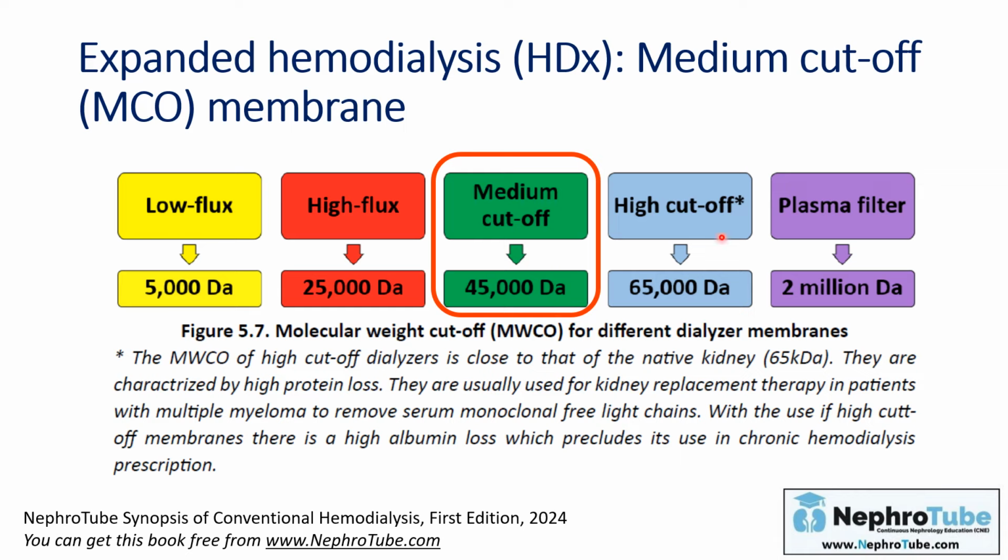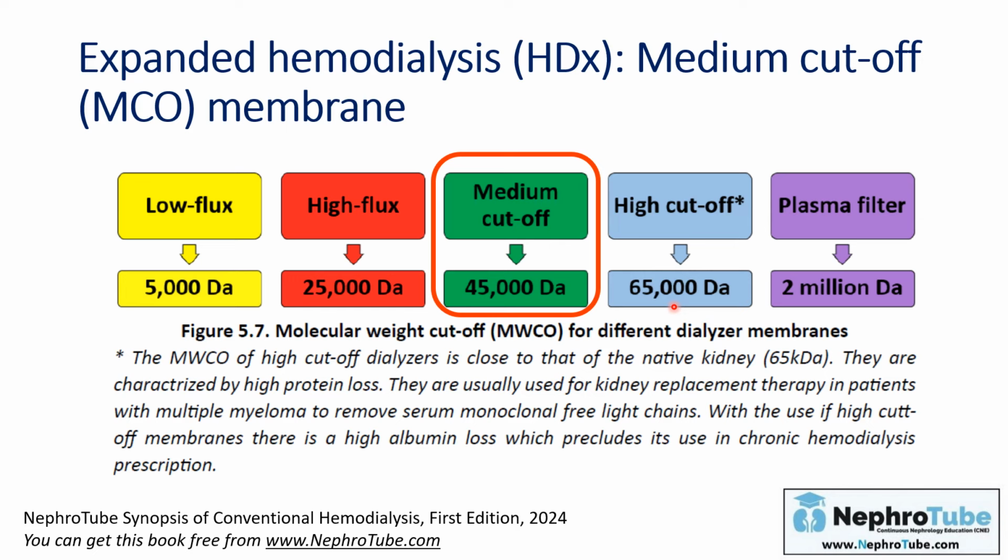High cutoff dialyzers can remove molecules up to 65,000 Dalton, and high cutoff dialyzers are the dialyzers that are usually used for treatment or dialysis of patients with multiple myeloma to remove monoclonal free light chains. You can see this is 65,000 Dalton. This is near the molecular weight of albumin, so it cannot be used in chronic hemodialysis. The high cutoff dialyzers cannot be used in chronic hemodialysis patients because they will cause a large amount of albumin loss.